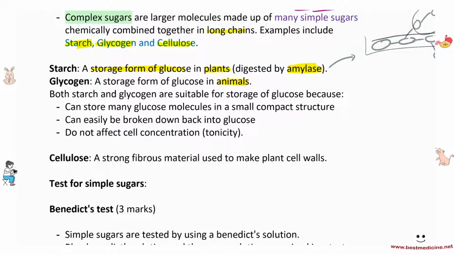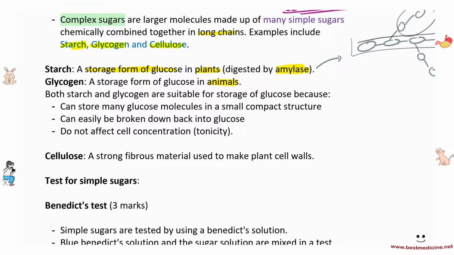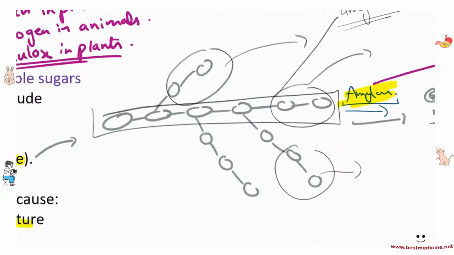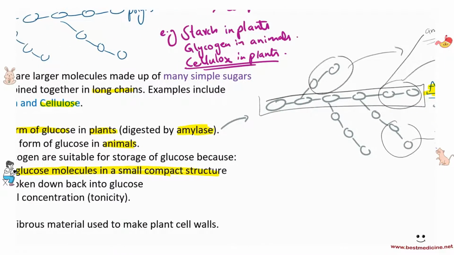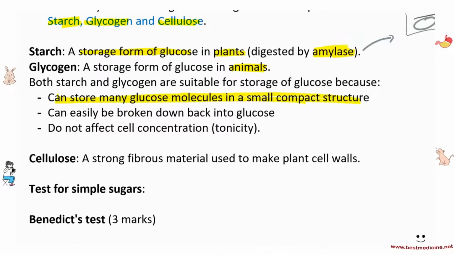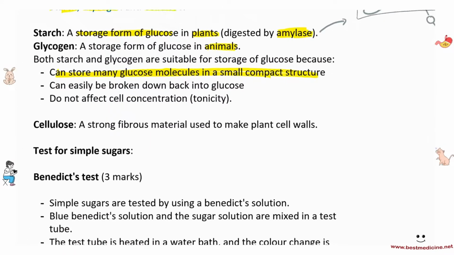Both starch and glycogen are suitable for storage of glucose because of a couple of things. Number one, they can store many glucose molecules in a small compact structure, right? You see how many molecules are present in this structure? So very quickly and very easily, they are able to store a lot of glucose in a very small space. Number two, they can very easily be broken down back into glucose. And number three, they do not affect the cell concentration.